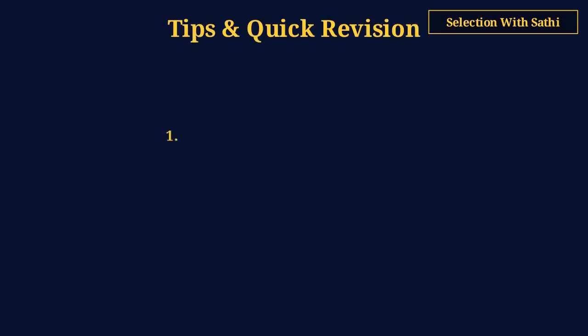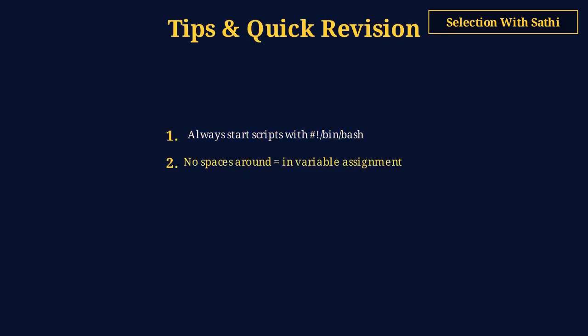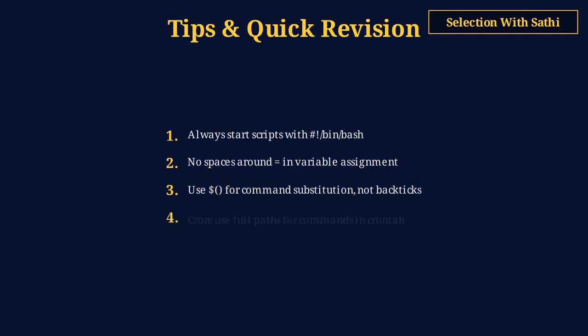Quick tips. Tip 1. No spaces around equals in variable assignment. name=value works. name = value fails. Tip 2. Always quote variables in test brackets. Unquoted empty variables cause syntax errors. Tip 3. Use parameter expansion for string manipulation. It's faster than calling sed or awk. Tip 4. Test your cron expressions at crontab.guru before deploying. A wrong cron can run every minute.